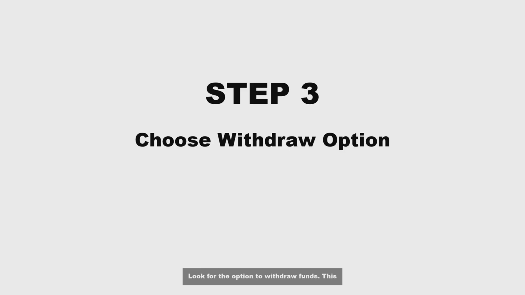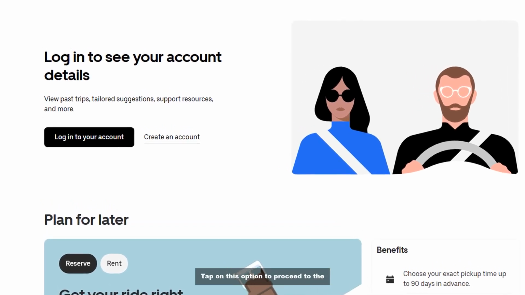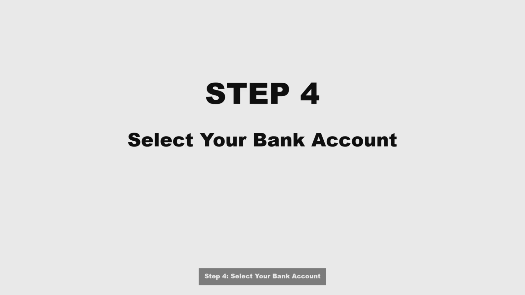Step 3. Choose Withdraw option. Look for the option to withdraw funds. This may be labeled as cash out or withdraw. Tap on this option to proceed to the withdrawal process.